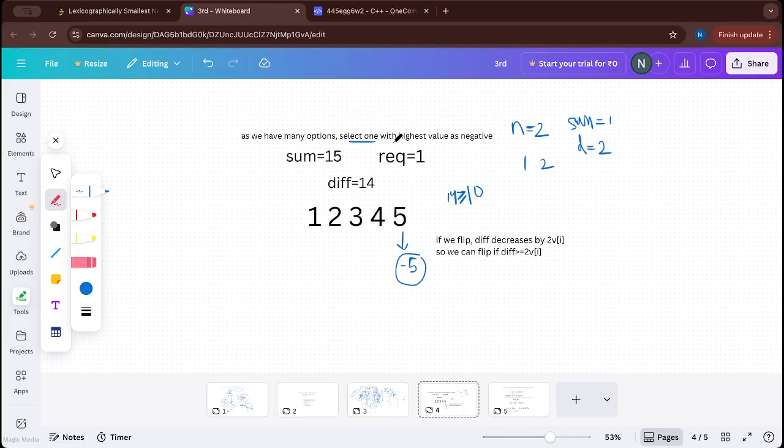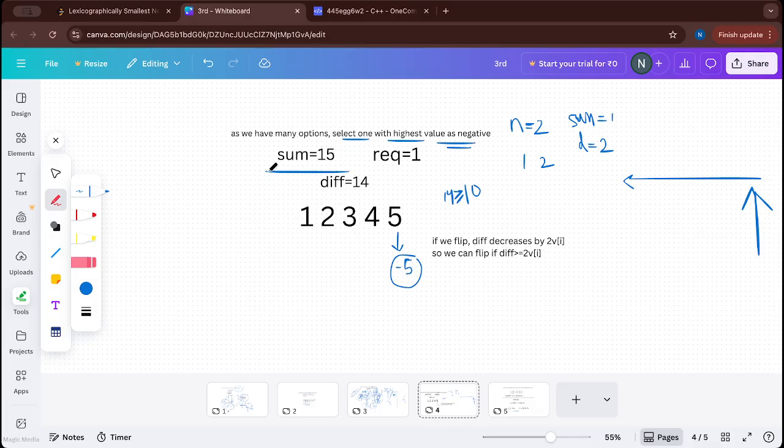So we are coming from n, so if that is negative then it is best, because we can get the lexicographically smallest answer possible. And now let's say the sum is equal to 15, so for 1 to 5 the sum is 15 and the required sum is 1. So then let's try to check how to find the answer.